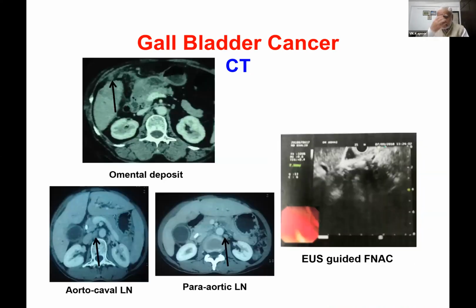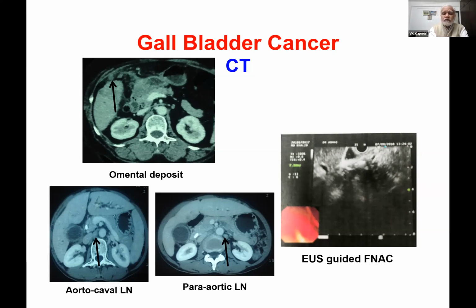If ultrasound raises a suspicion, which means that either there is thickening of the wall of the gallbladder, or there is a mass, or there is a polyp, then the patient should have a proper triple phase contrast enhanced CT scan. And in the CT also, both radiologist and us should very carefully look for any evidence of dissemination or metastasis, such as an omental deposit, an enlarged distant like aortocaval, para-aortic, superior mesenteric or celiac lymph node.